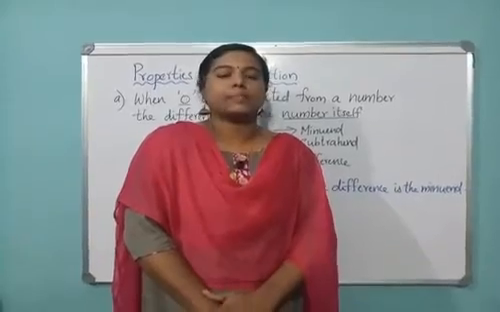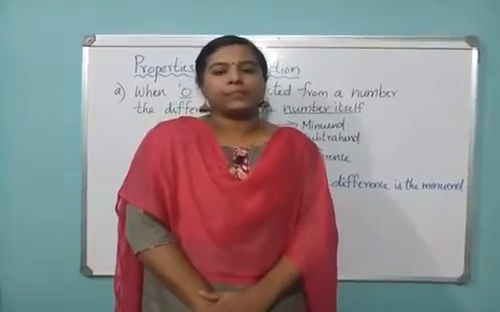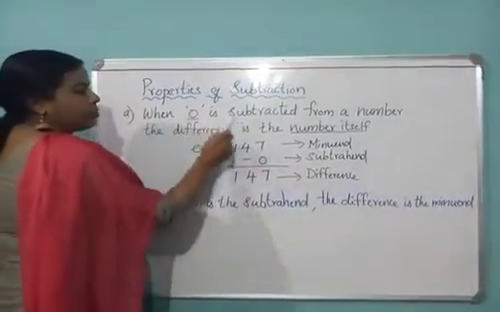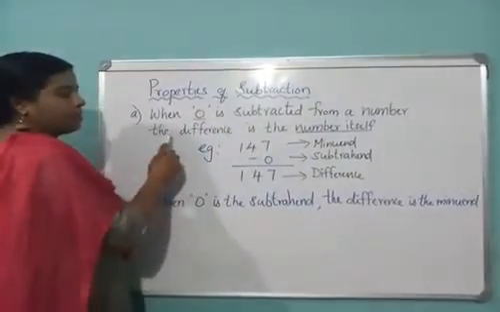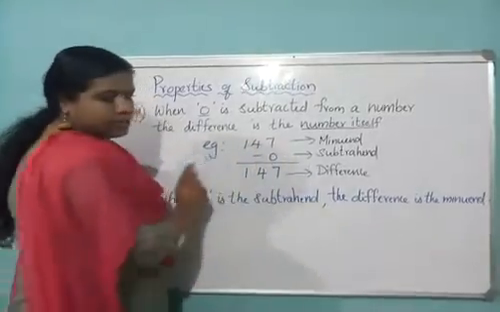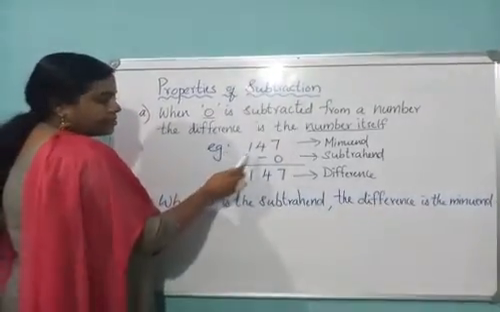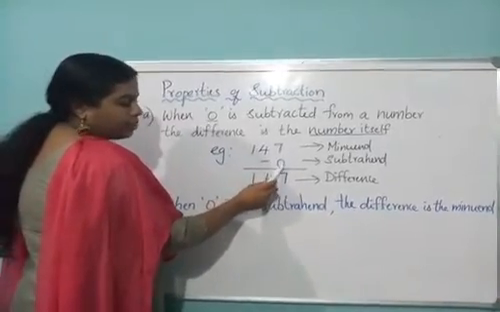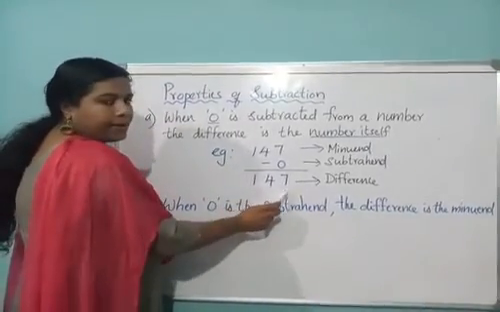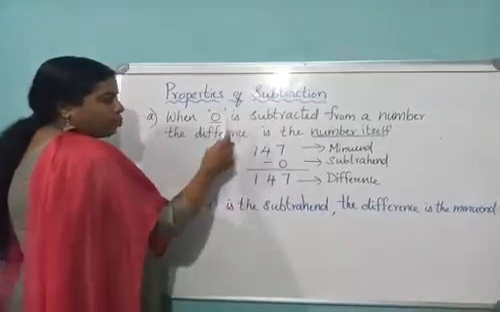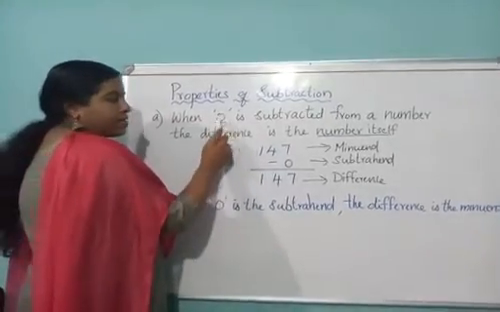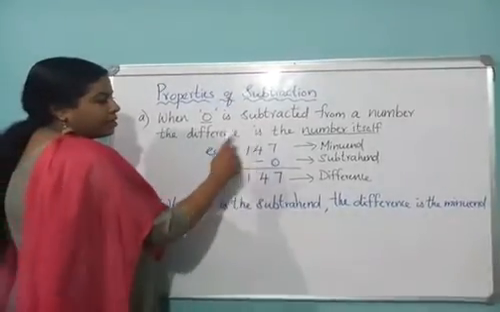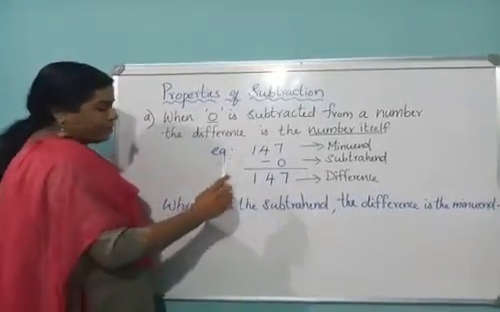Let us discuss some properties of subtraction. The first property says that when 0 is subtracted from a number, the difference is the number itself. Look at this example. 147 minus 0 gives 147. So, when we subtract 0 from any number, the answer remains the number itself.